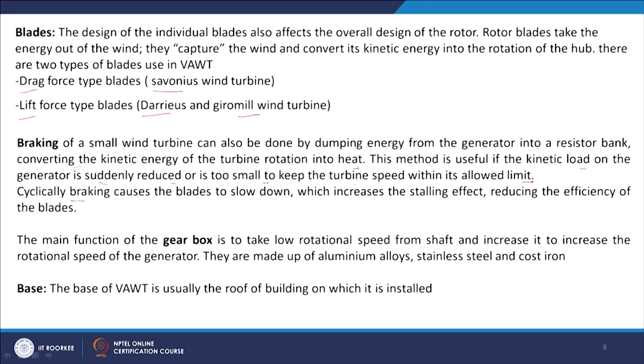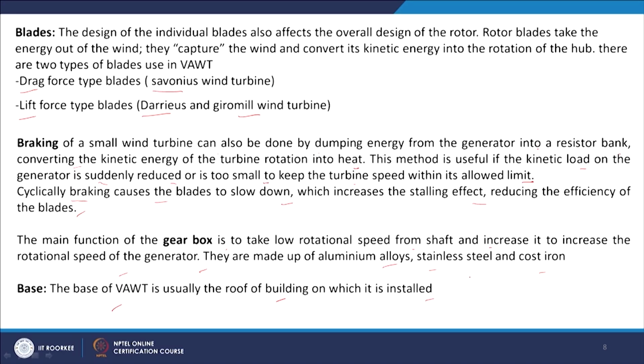Cyclic braking causes the blades to slow down, which increases the stalling effect, reducing the efficiency of the blades. So, this is the role of the braking. Cyclic braking is also not desirable. And the gearbox, we know, controls the speed of the shaft. The main function of the gearbox is to take the low rotational speed from the shaft and increase it to increase the rotational speed of the generator. They are made up of aluminum alloys, stainless steel and cast iron. And the base is the roof of the building on which it is installed.